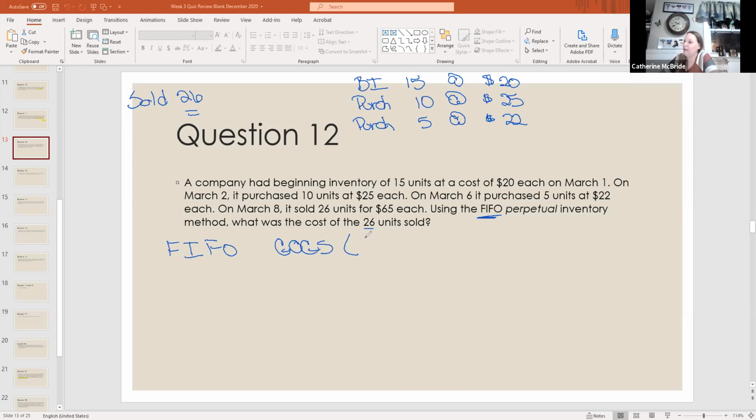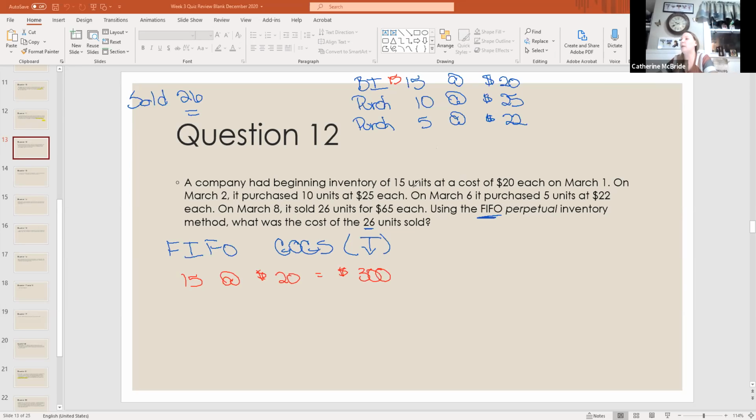Yep. I'm going to start at the top, first in, and work my way down to the last ones. So I know that I sold 26 units. So top down, I'm going to take all 15 of these. So 15 at $20. It's 300.